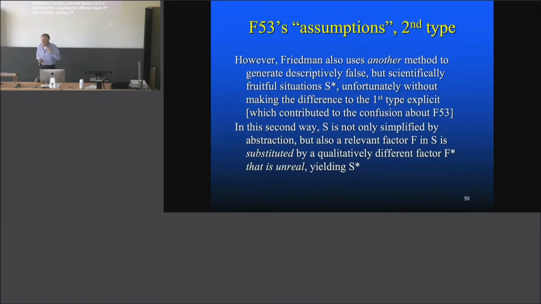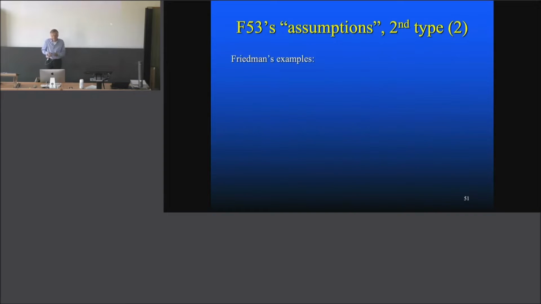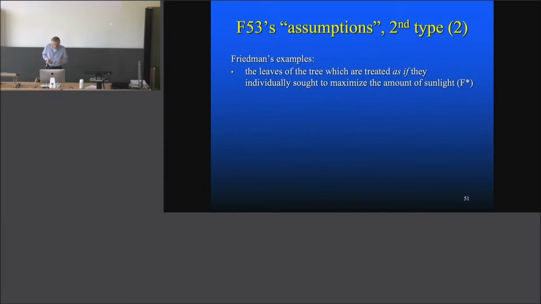Now you'll ask, wait a minute, is that a scientific procedure? Well, let's look at the examples and then at the justification for why he's doing that. So here are Friedman's examples. The first one was the leaves of the tree, which are treated as if they individually sought to maximize the amount of sunlight. So you treat the leaves of the tree as if they had an individual will and calculational abilities to calculate, whoops, where am I going in view of the other leaves so I'm getting optimal sunlight. Of course, that never happens, absolute nonsense. But he says that is a good idea.